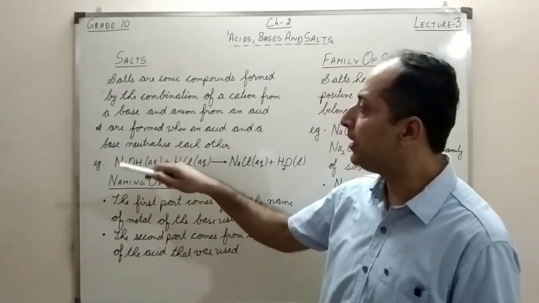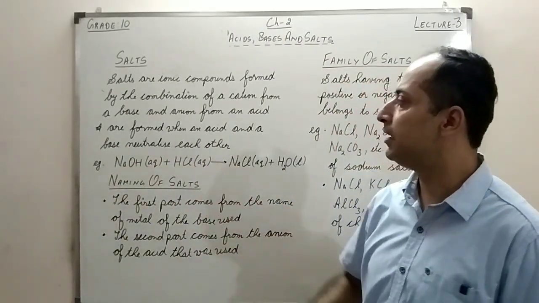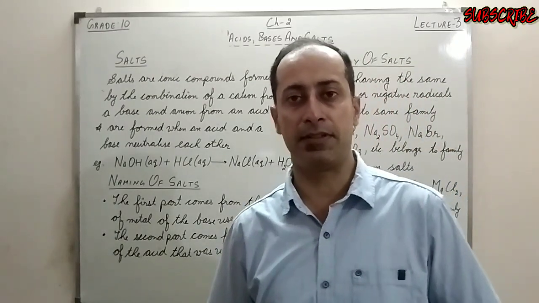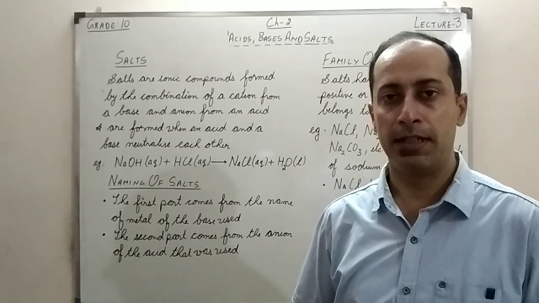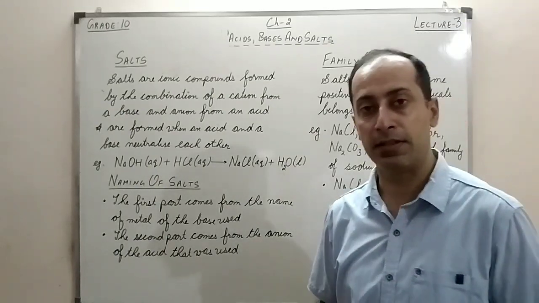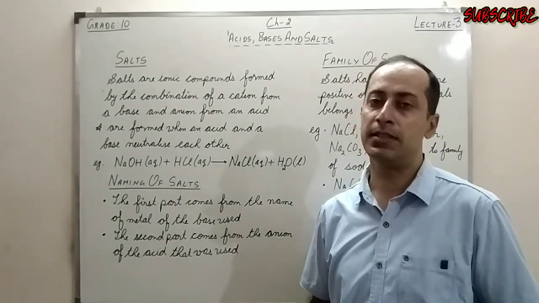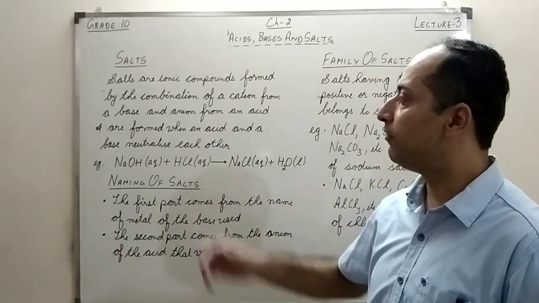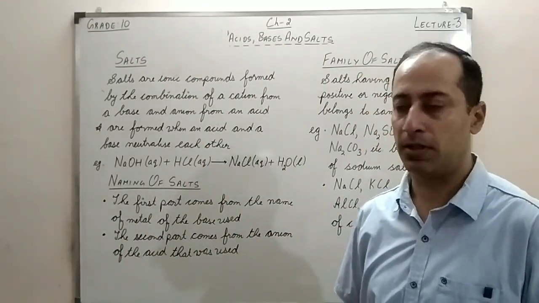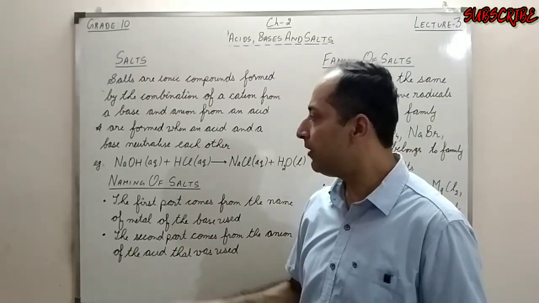They are formed when an acid and a base neutralize each other. This is what I discussed previously in the neutralization reaction, that when an acid and a base react with each other, they form neutral substances. That is why the reaction is called a neutralization reaction. So one of the products formed in a neutralization reaction is a salt. And we have an example also.